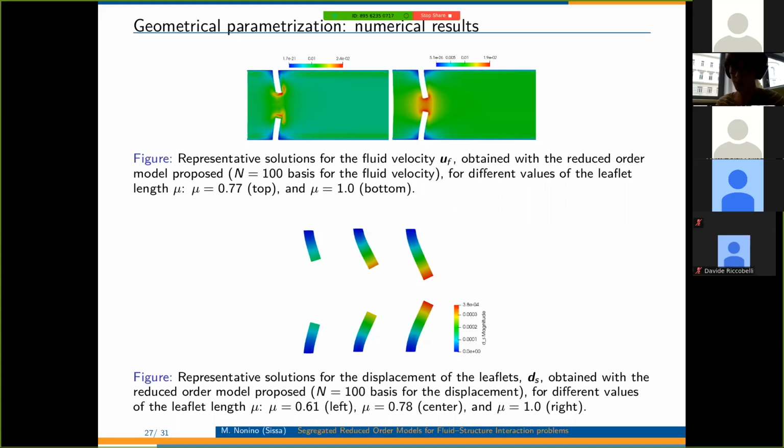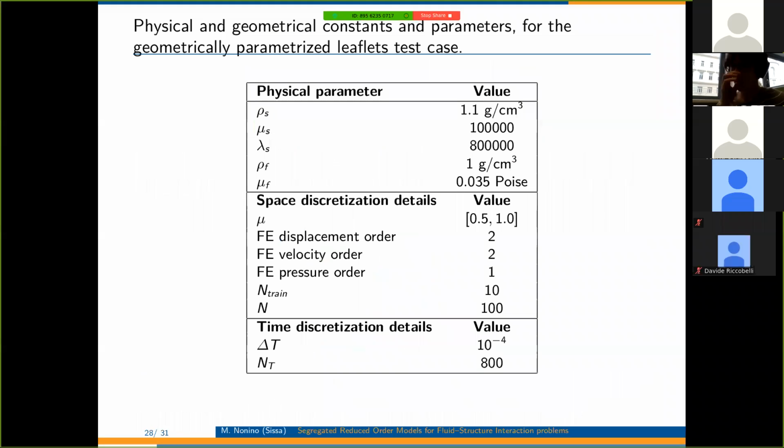So the longer the leaflet, the bigger the bending or the displacement. And these results have been obtained using 100 modes for the fluid velocity and for the solid displacement. And again, these are the values of the parameters and the constants in the problem. And again, I use the time step of 10 to the minus 4 for a total number of 800 time iterations, so a little bit less than in the non-parametric test case.